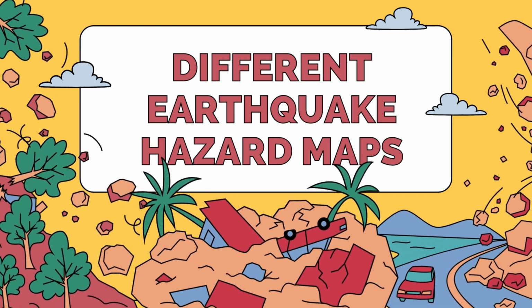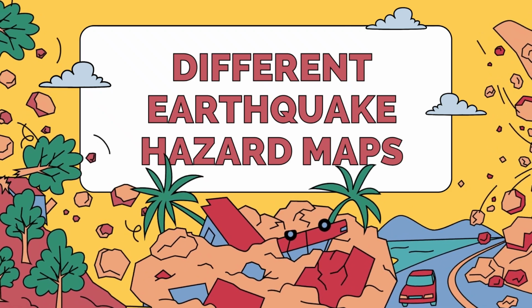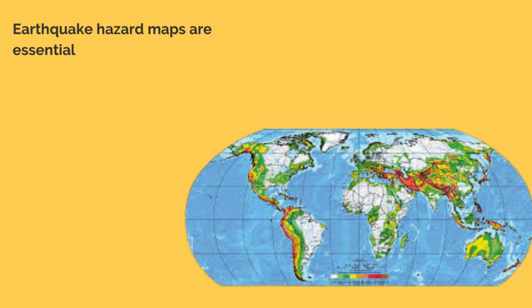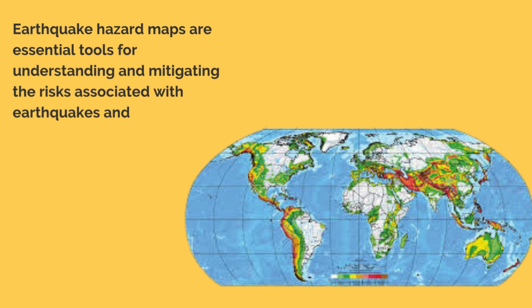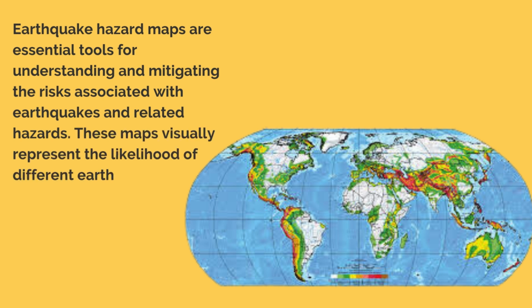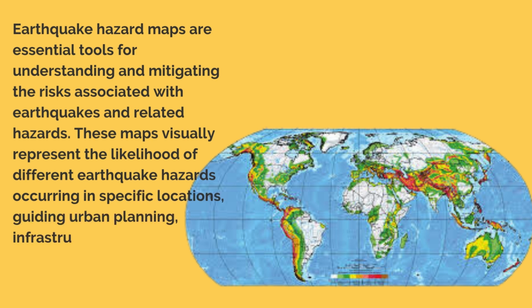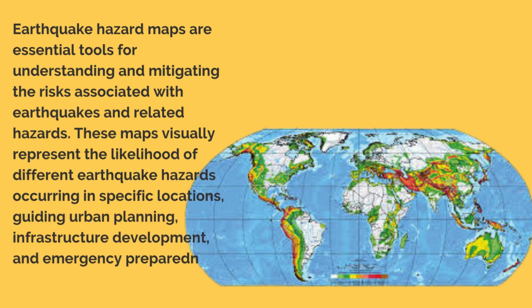Different earthquake hazard maps. Earthquake hazard maps are essential tools for understanding and mitigating the risks associated with earthquakes and related hazards. These maps visually represent the likelihood of different earthquake hazards occurring in specific locations, guiding urban planning, infrastructure development, and emergency preparedness.